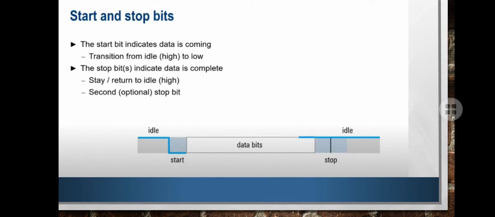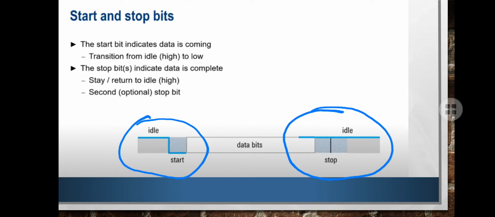Now coming towards what are start and stop bits. The start bit indicates data is coming. It means the transition from high to low, whereas the stop bit indicates the data is complete, and it shows that the line is to return to idle, or the second option is to stop it.